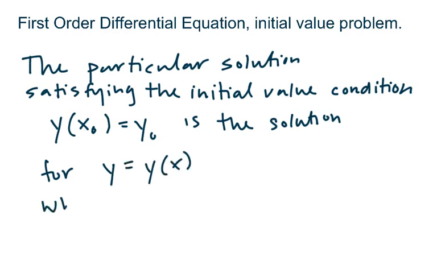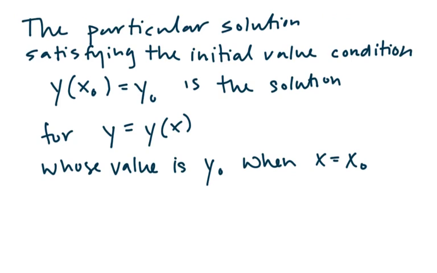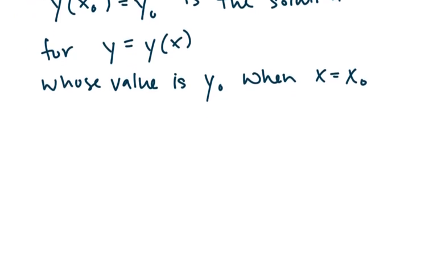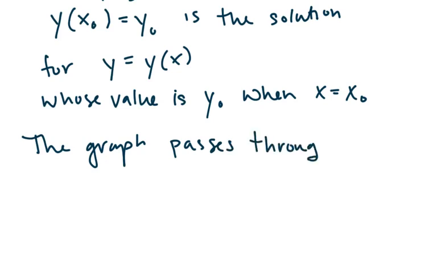Whose value is y sub 0 when x equals x sub 0. The graph passes through that point x sub 0, y sub 0 in an xy plane.